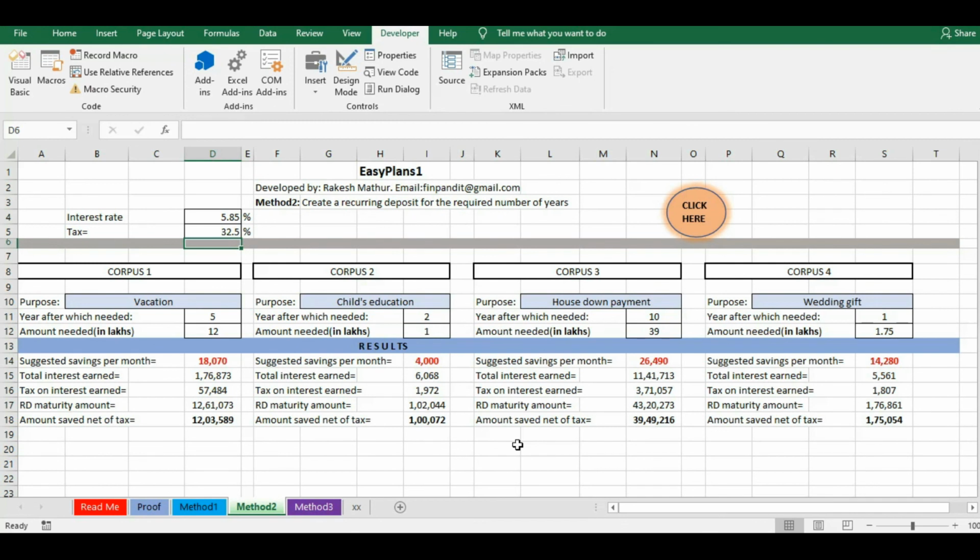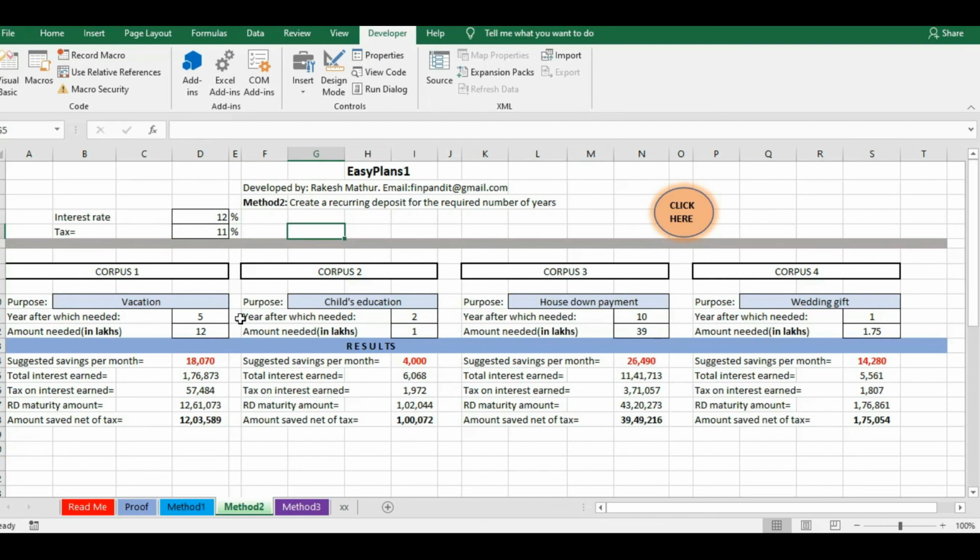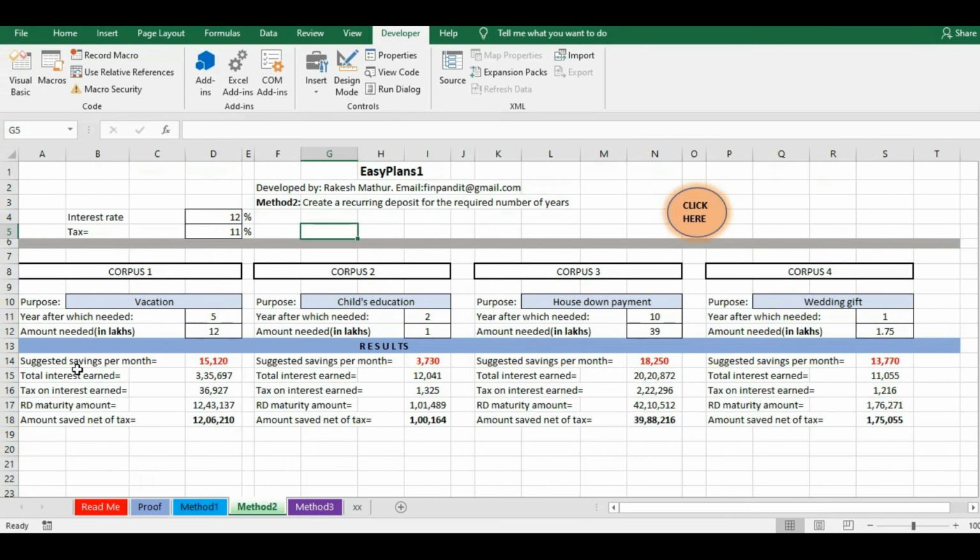With a bit of tweaking, we can use method 2 to work out how much to save in a systematic investment plan. Assume that the scheme is offering an annual return of 12%, which we'll put in the interest rate figure, and the administrative charges and the capital gains tax together work out to say 11%. We wish to get these target amounts in the given number of years. Click the button and it tells you that you need to invest 15,120 rupees in this scheme for Corpus 1 so that you will get 12,06,210 after 5 years.